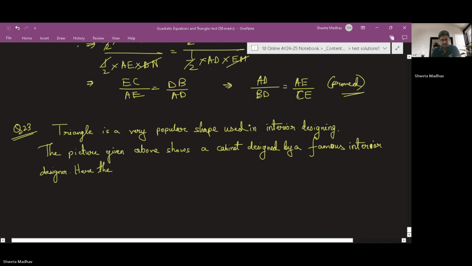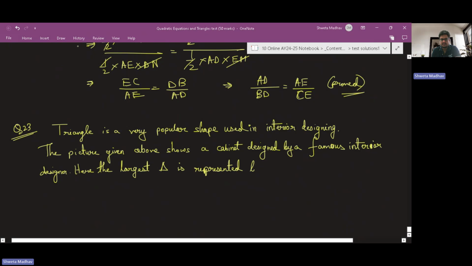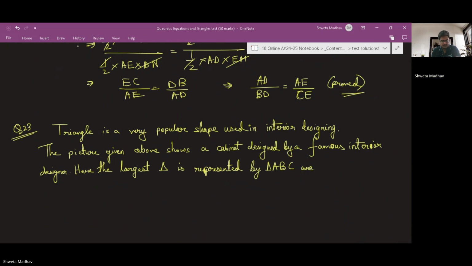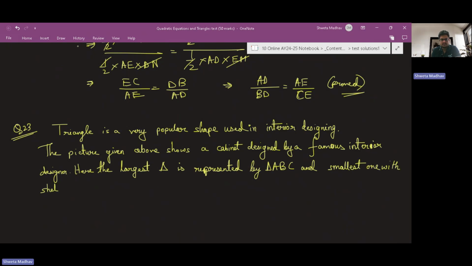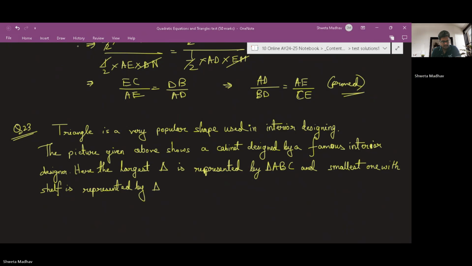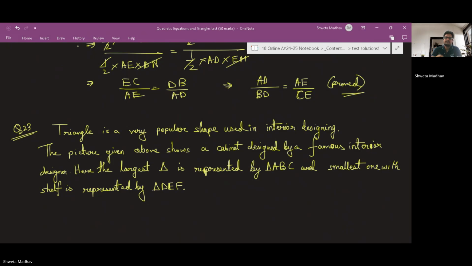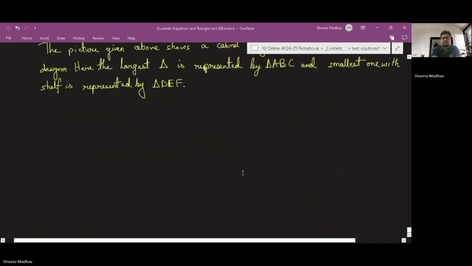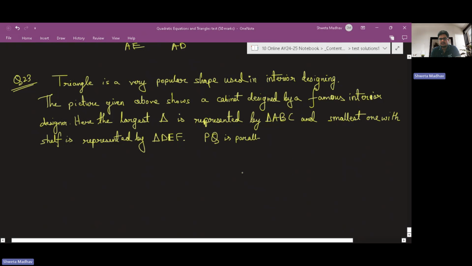Here, the largest triangle is represented by triangle ABC and the smallest one with shelf is represented by triangle DEF, and PQ is parallel to EF.